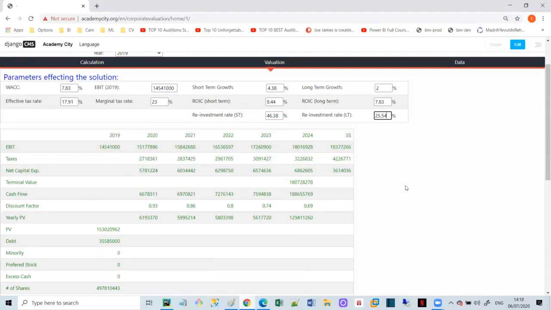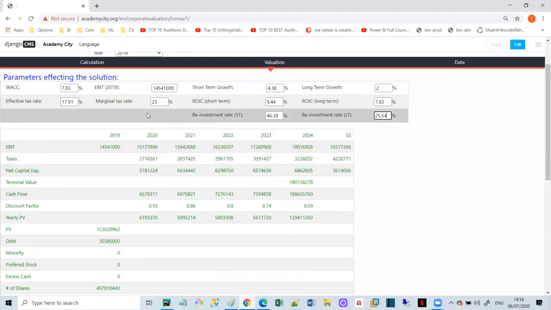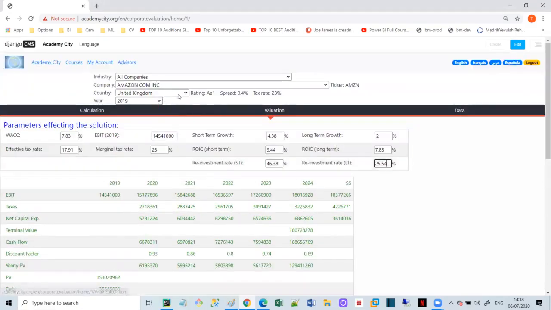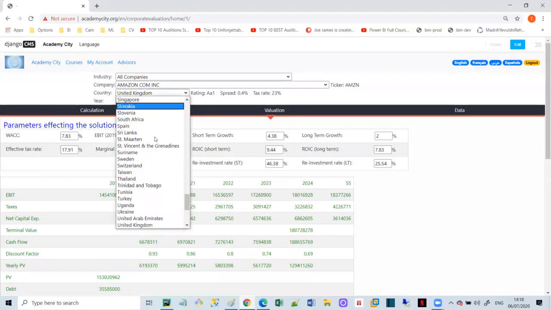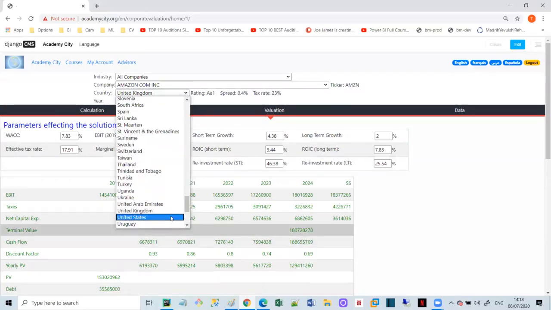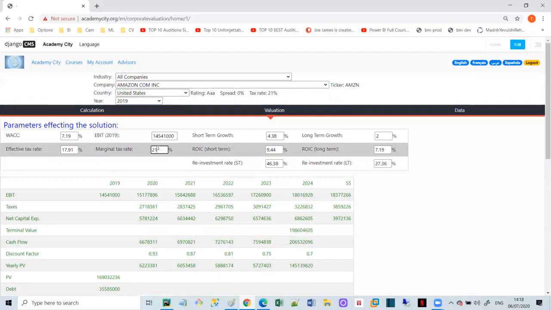Which one are you talking about? Sorry, the marginal tax rate. It's from 2019, the marginal tax rate is the statutory tax rate in the US. In this example, now I changed it to the UK, but I really should go back to the United States. I was demonstrating. It should be the 21%, because that's really the tax rate for Amazon.